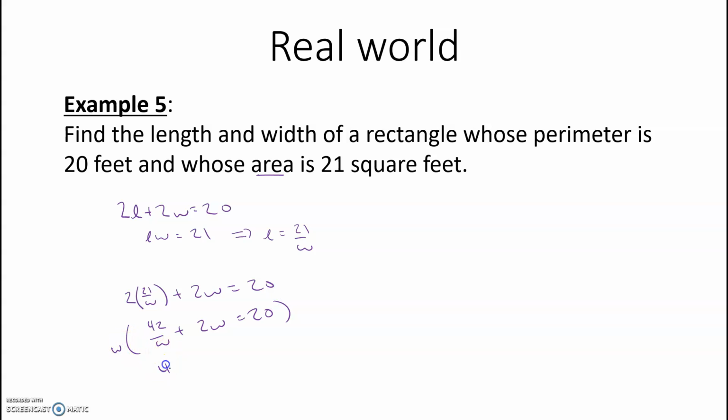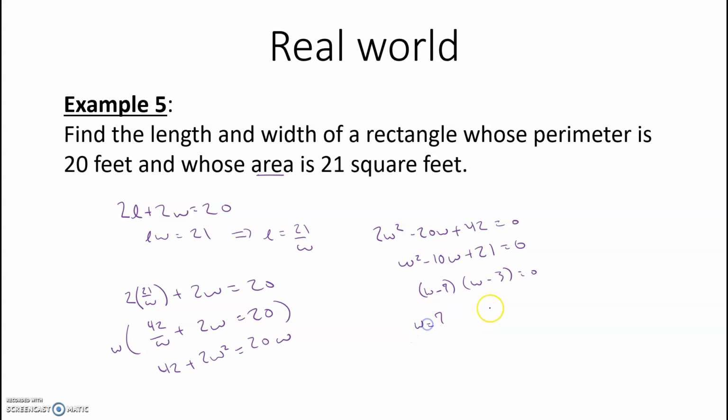So that'll cancel. You're left with 42. You'll have 2w squared, and you'll have 20w. Again, we're working with quadratics here. We're going to subtract that 20w over to get 0. So we have 2w squared, we have a minus 20w, and we have a positive 42. I see those are all divisible by 2, so I'm going to go ahead and get rid of that. Divide everything by 2. And we can factor. So we'll have w, and then 7 and 3 make 21, and both negative. So my 2 answers are w equals 7, and w equals 3.